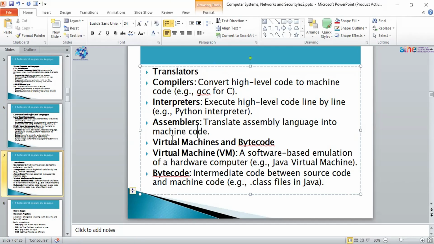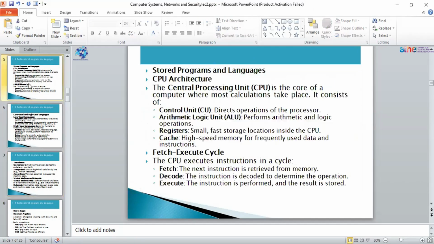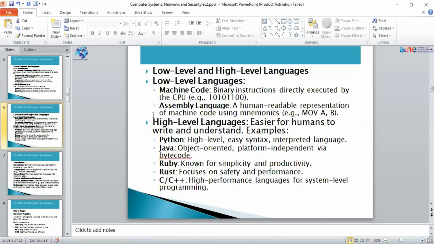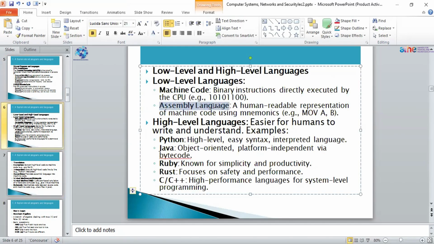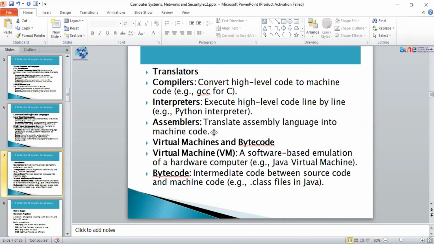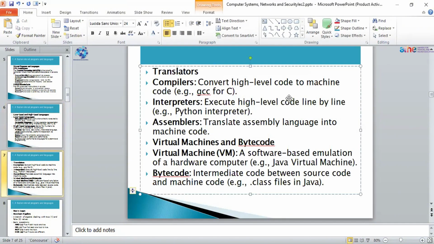Then we have the assembler. I told you that in the low-level language, we have another language that is the assembly language. Now, assembly language is also a low-level language, but the difference between machine code and assembly language is that it uses mnemonics. It is like a human readable form, so it can be easily read by humans. So that is the assembly language, and the assembler is used to translate that language.